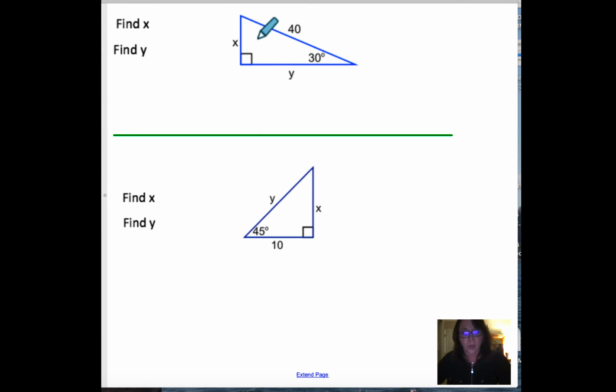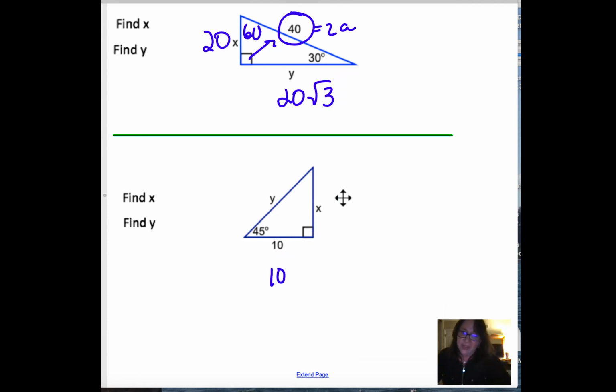This one, find x and y, 30, 60, 90 special right triangle. Opposite the 90 is equal to 2a. A is across from the 30. So you basically take this value and cut it in half. Half of 40 is 20, and then across from the 60 is going to be 20 root 3. For a 45, 45, 90, it's 10, 10, 10 root 2.